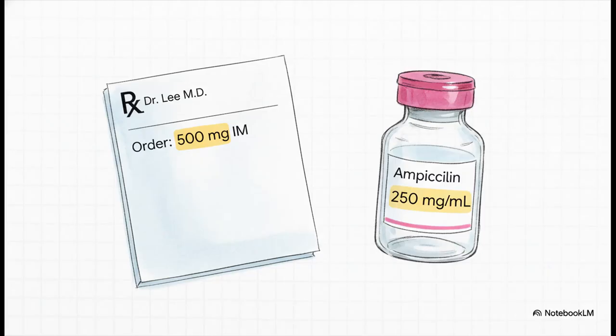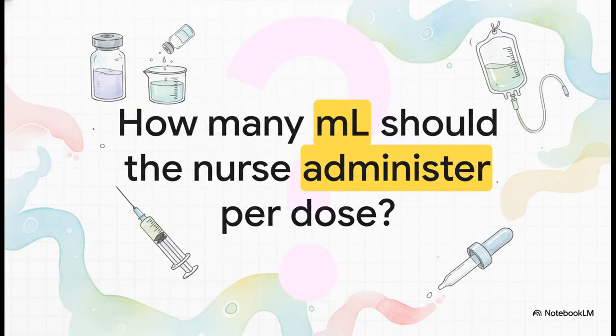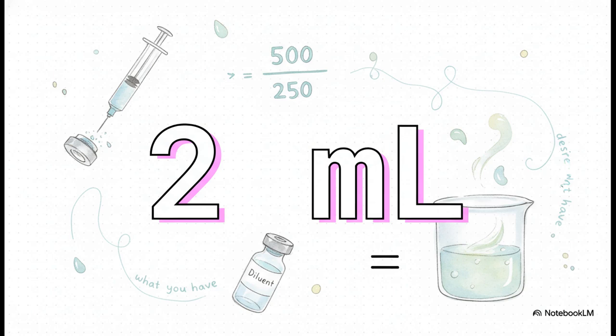The order this time is for 500 milligrams of ampicillin given IM. After you've reconstituted it, the vial says your strength is now 250 milligrams per mL. Okay, based on that, how many mLs should the nurse administer for this dose? You know the drill. And the answer, once again, is 2 milliliters.